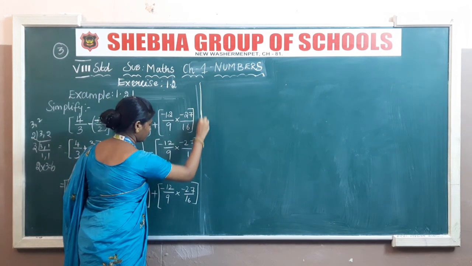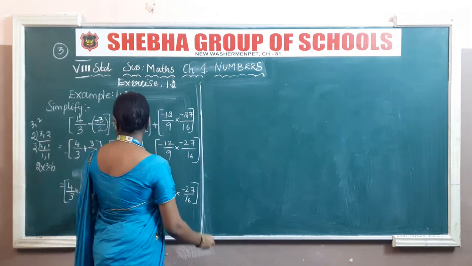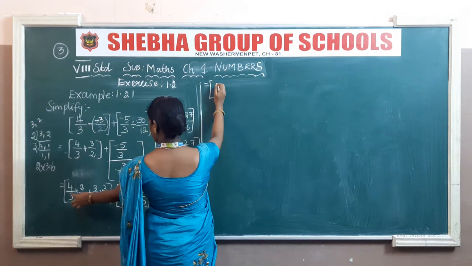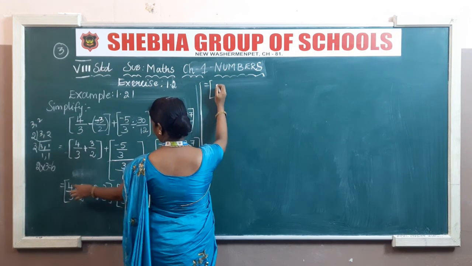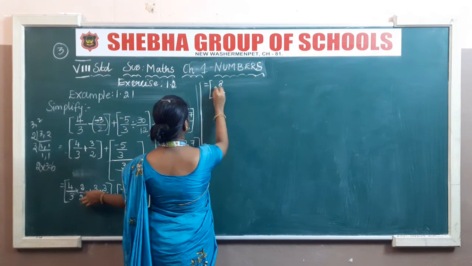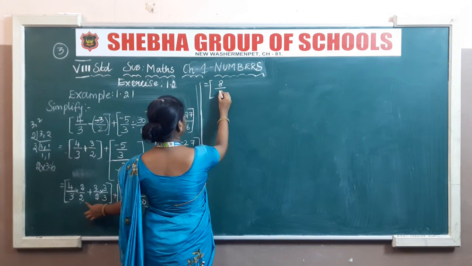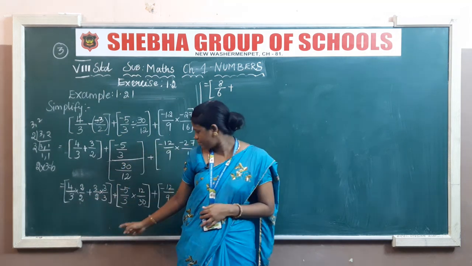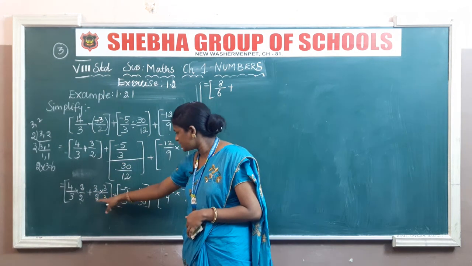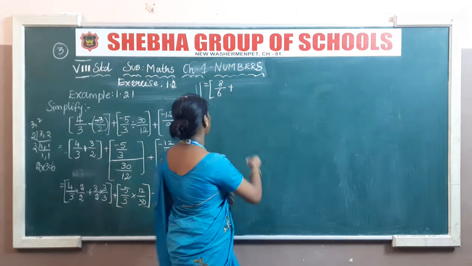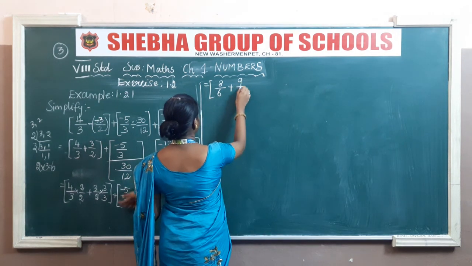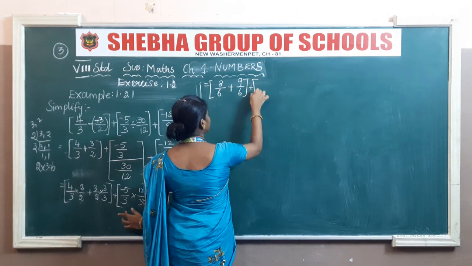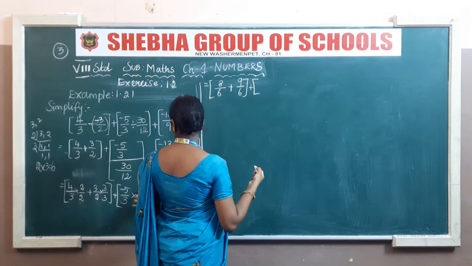Okay, did you understand, children? Listen carefully, the next portion is 4 by 3. So the value is 4 2s are 8, so we have to write 8, 3 2s are 6. Then plus 3 3s are 9, plus 3 3s are 9 divided by 2 3s are 6. Okay, 9 divided by 6. That completes one portion, and the next portion is minus 5 by 6 into 12 by 30.